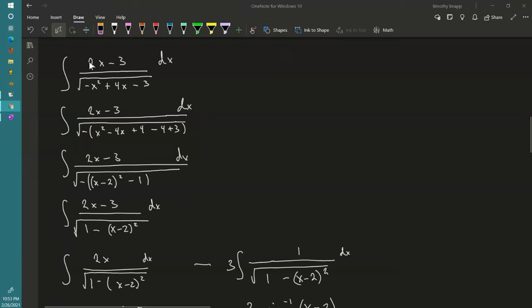All right, so here we've got a linear over a square root of a quadratic. We'll try this with completing the square on the bottom, right? In order to complete this square, I'm going to add 4 and subtract 4. I'll push the negative 3 out, change it to a positive 3, change the positive 4 to a negative 4, and change the x squared to a negative x squared here so I can factor out my negative.